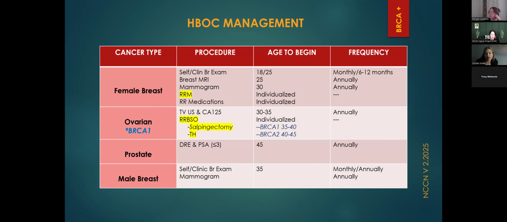For male breast cancer, you teach them self-breast exams. You tell them they do have breast tissue, just not very much. You have them come in the clinic for a breast exam every 6 to 12 months. You do a baseline mammogram. You can continue to do an annual mammogram on men who have BRCA2.